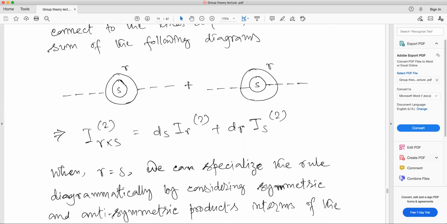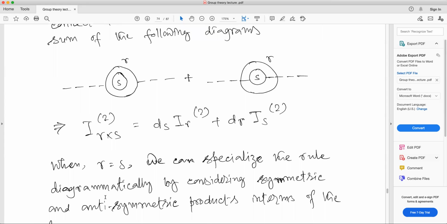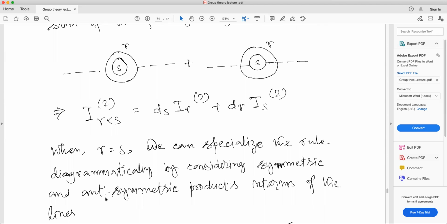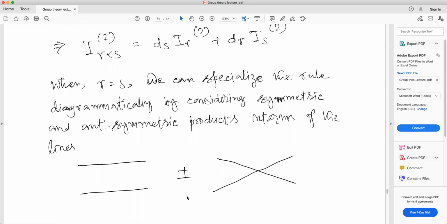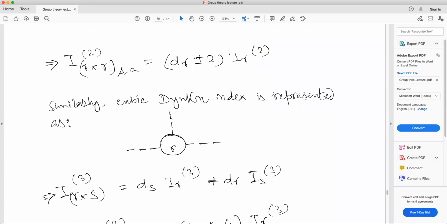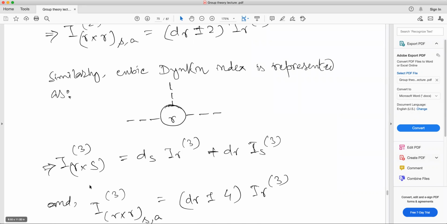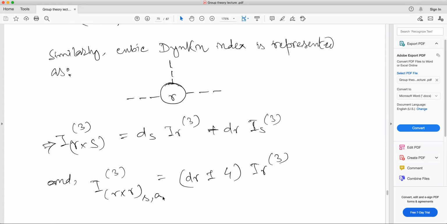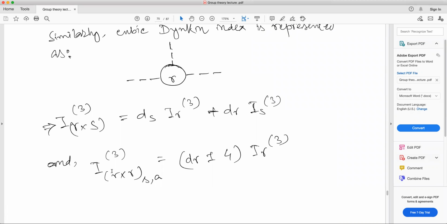When R is equal to S, we can specialize the rule diagrammatically by considering symmetric and antisymmetric products in terms of the lines. This is the symmetric part, and this is the antisymmetric part with the negative sign. This reduces to I_2 of R cross R, symmetric and antisymmetric, being (D_R plus or minus 2) I_2 of R, the plus sign for symmetric and the minus sign for antisymmetric. Similarly, the cubic Dynkin index is represented as a solid circle with three lines, and you write it in the same way, D_S I_R^3 plus D_R I_S^3. When R and S are the same, I_3 of R cross R, the symmetric part is (D_R plus 4) I_3 of R, and the antisymmetric part is (D_R minus 4) I_3 of R.